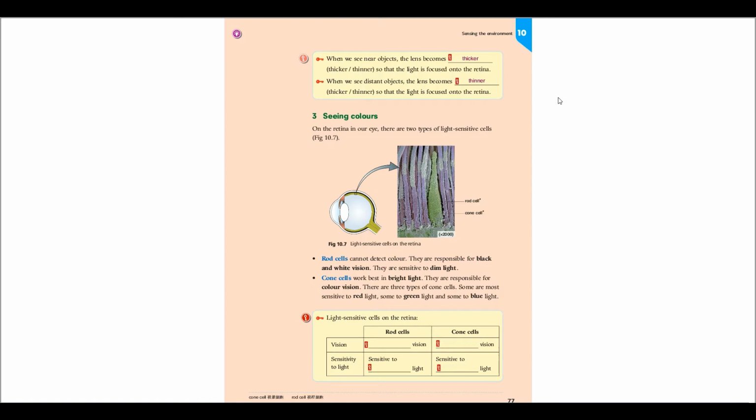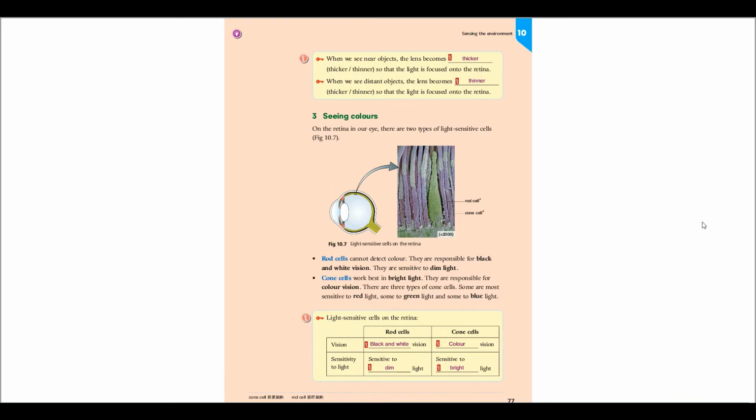And by mixing different combinations of red and green, you can also create other colors, just like what you have learned in arts, alright? Because rod cells only need to see black and white, they can work in dim light, alright? And for cone cells, because they have to tell different colors clearly, they have to work in bright light. So these are the brief explanations of the two different types of light sensitive cells on the retina. Remember, rod cells for black and white, cone cells for color. Rod cells are sensitive to dim light, so they do not need a lot of light. But cone cells are sensitive to bright light.